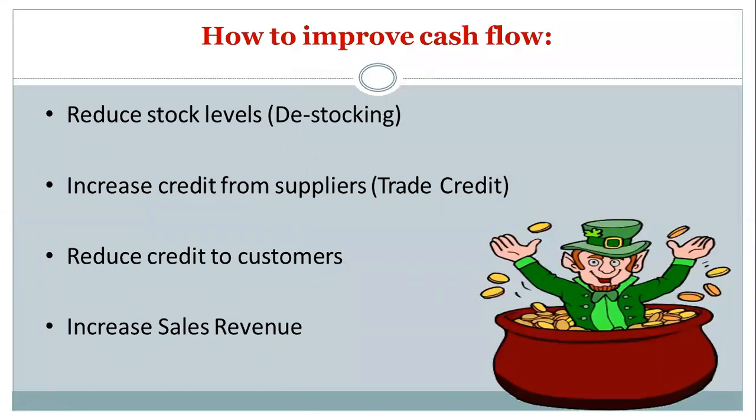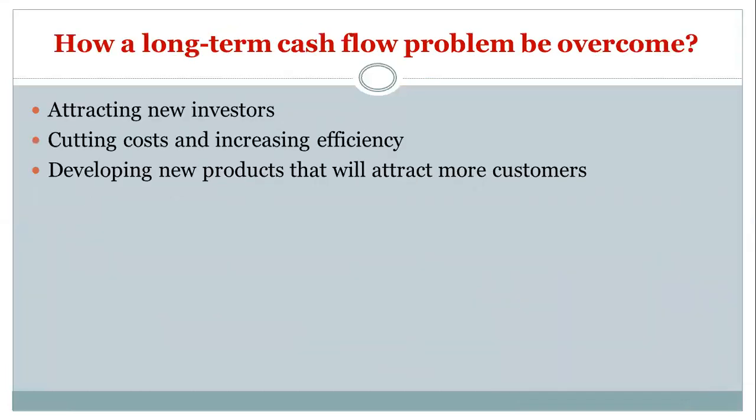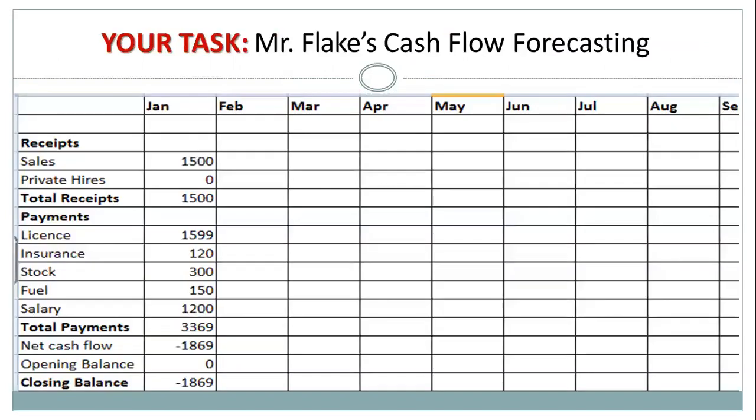How to improve cash flow? We can improve cash flow by reducing stock levels, increasing credit from suppliers, reducing credit to customers, and increasing sales revenue. In the longer term, a business with cash flow difficulties will have to take other decisions to solve the problem. This could include attracting new investors, cutting costs and increasing efficiency, and developing new products that will attract more customers.